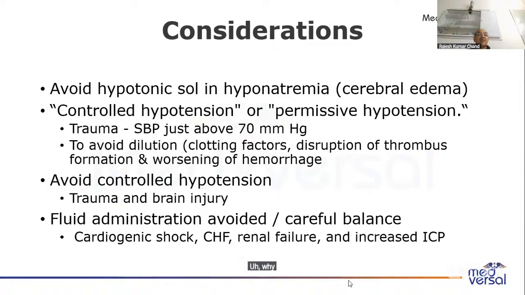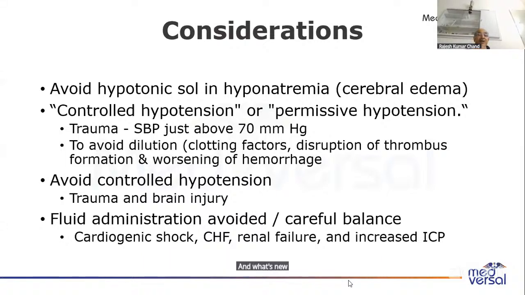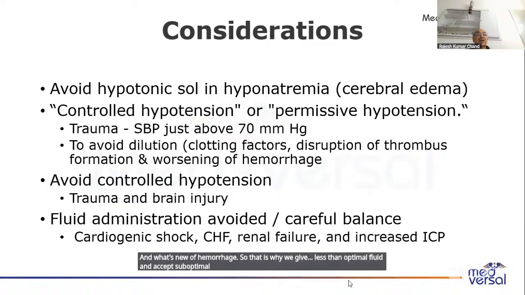Why we do this? Because if we try to achieve normal blood pressure, we want to achieve normal fluid dynamics, then we will have to infuse a whole lot more fluids, which will cause dilution, which will cause dilutional coagulopathy, disruption of thrombus formation, and worsening of hemorrhage. So that is why we give less than optimal fluid and accept suboptimal situation, particularly in trauma patient.